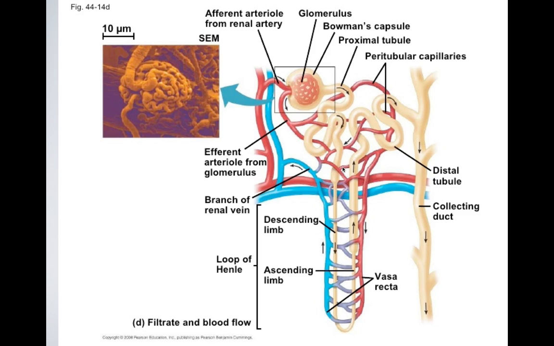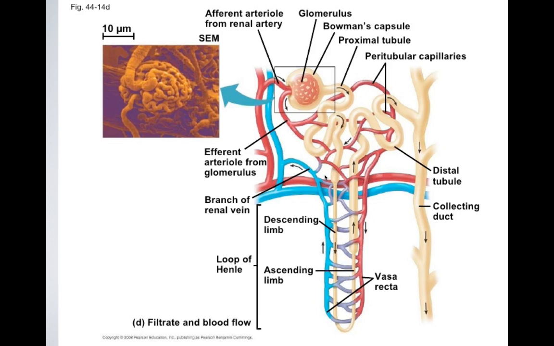Another reason, if you notice something weird here, if you follow these arrows, you'll notice that the filtrate is flowing in this direction. So it's going down here and then up here. If you look at the blood flow though, it's going in the opposite direction. So as filtrate is flowing up, the blood is flowing down on that side, on the ascending limb. Here, as the filtrate is going down, the blood is actually flowing back up.